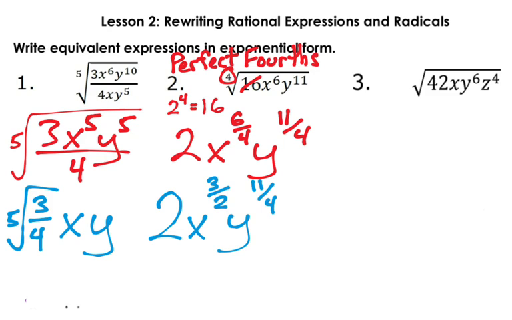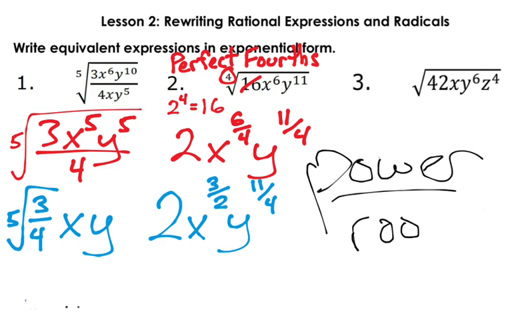So something I should have said at the very beginning, but oh well, whatever. We're just making sure we understand that when we rewrite a radical expression, we are using power over root when we change that exponent. Number 3.